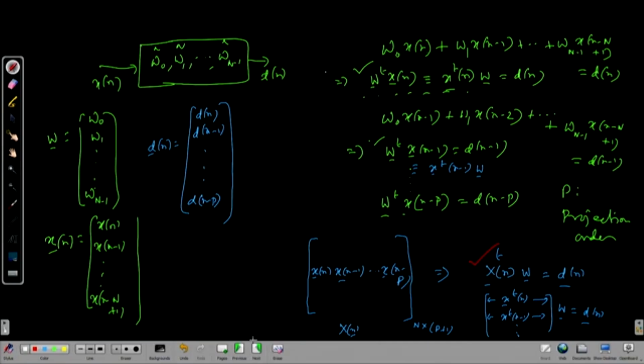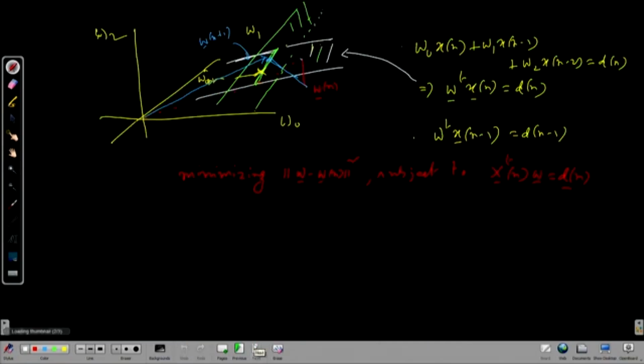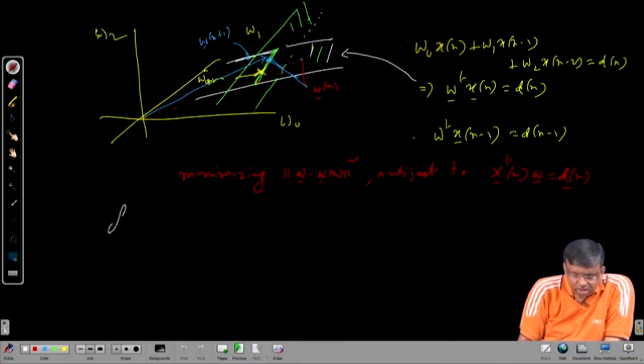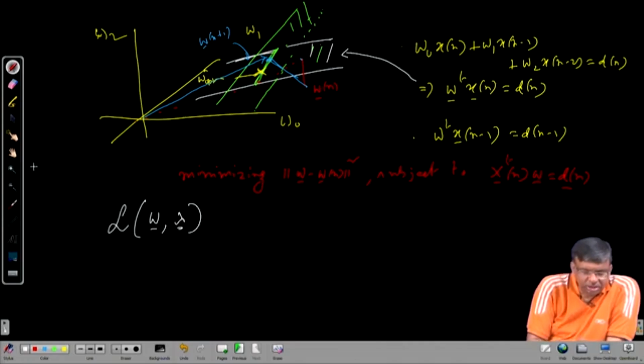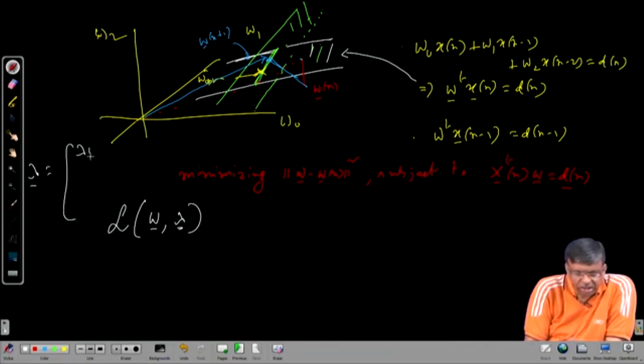That means I will now consider a general function of w, and you can call it lambda vector. Lambda vector has got all the Lagrange multipliers required. One minute.